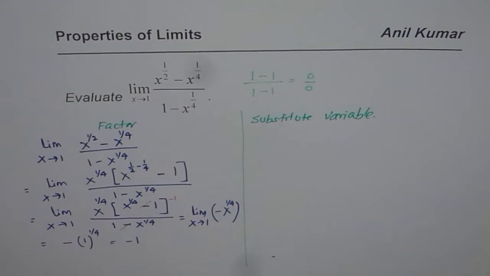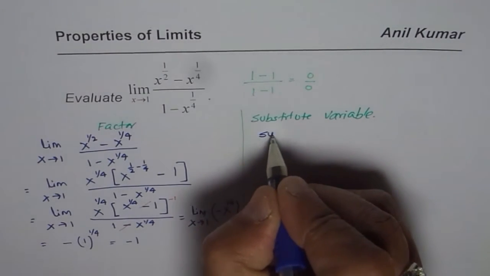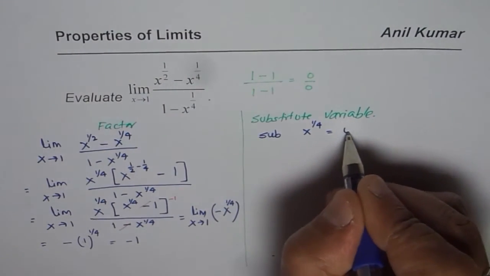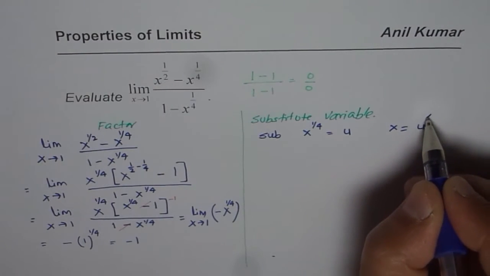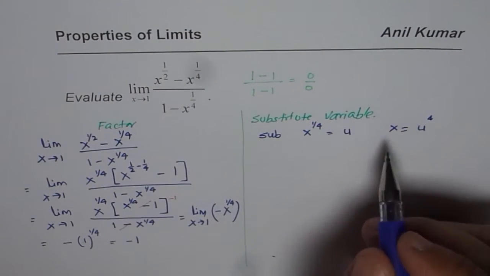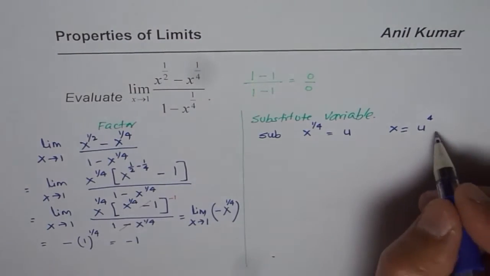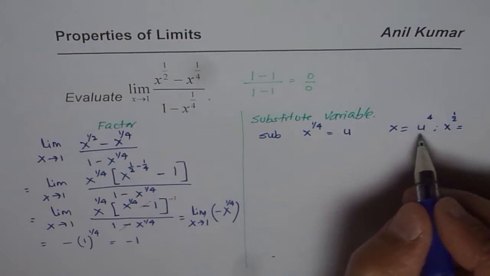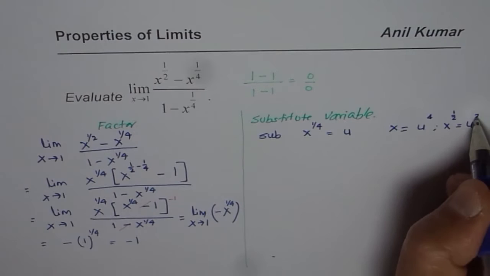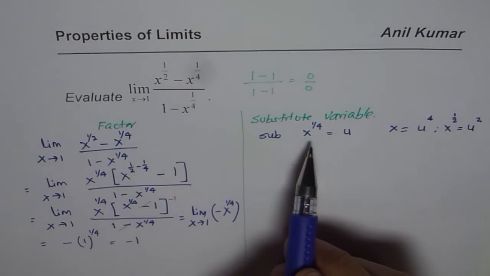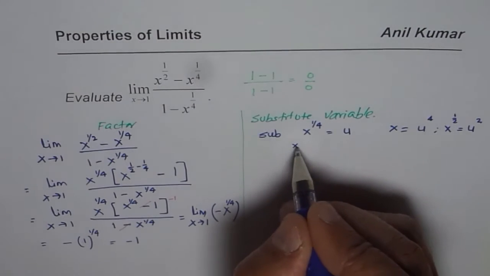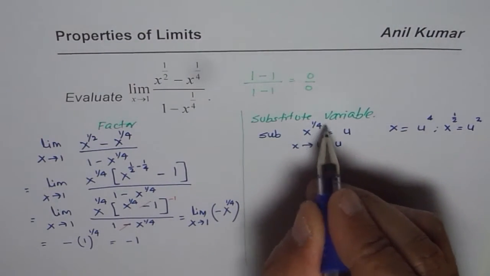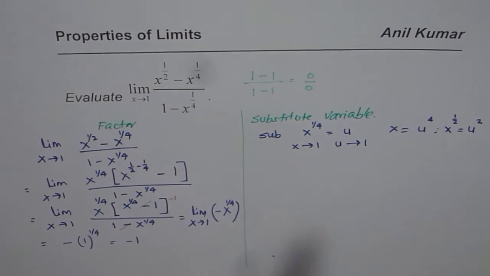Now let us see how to solve the same question using substitution of variable. So what we can do is, we can substitute x to the power of 1 over 4 as some variable, let us say u, right? In that case, what is x equal to? X will be u to the power of 4, right? And what is going to be x to the power of half? X to the power of half will be equal to half of this, which is u square. Now, if x to the power of 1 over 4 is u, then x to the power of 1 over 2 is u square. Now if x approaches 1, in that case, if I write 1 here, u also approaches 1. So that is how the limit is going to change.